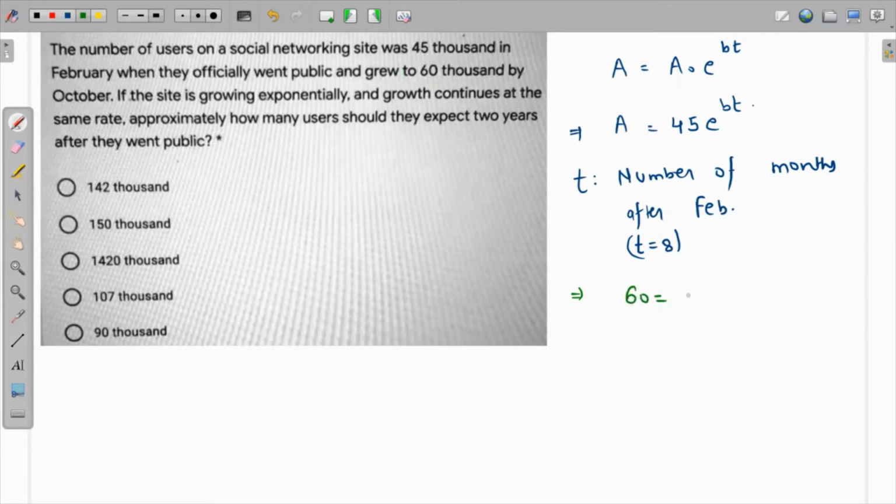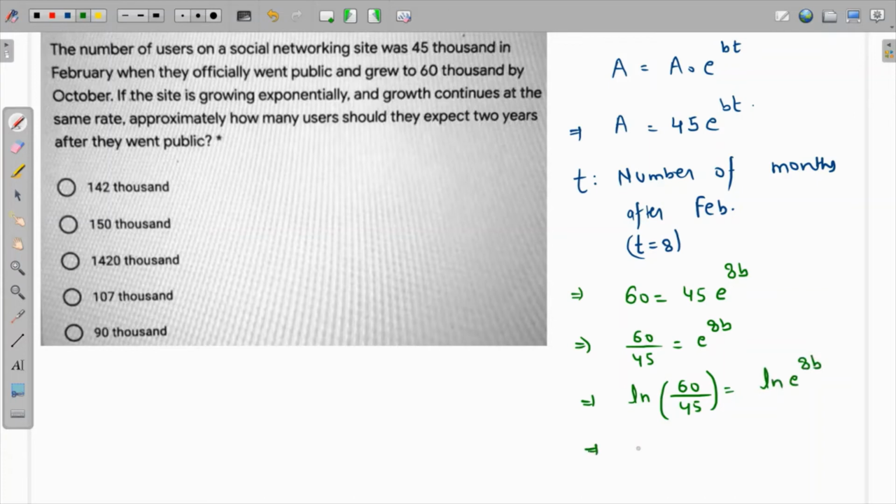So A is 60, this is 45, and this is e raised to 8b. We divide both sides by 45, so 60 over 45 is e raised to 8b. Then we take the natural log of 60 over 45, which is equal to the natural log of e raised to 8b, which means the natural log of 60 over 45 is equal to 8b, since the 8b drops down as it is in the power.